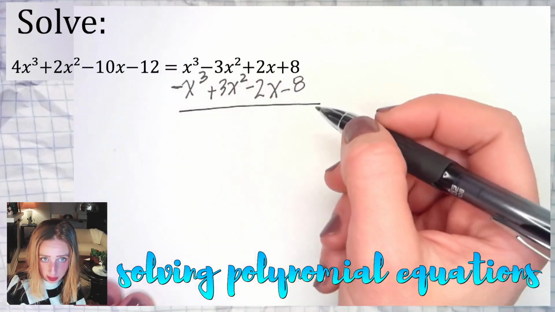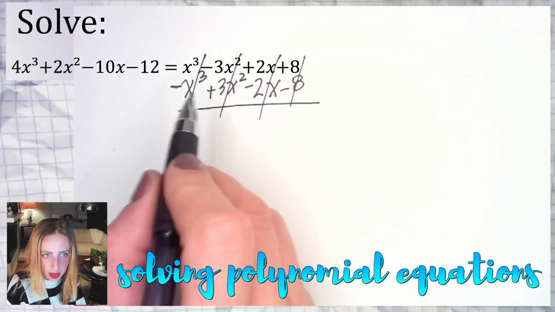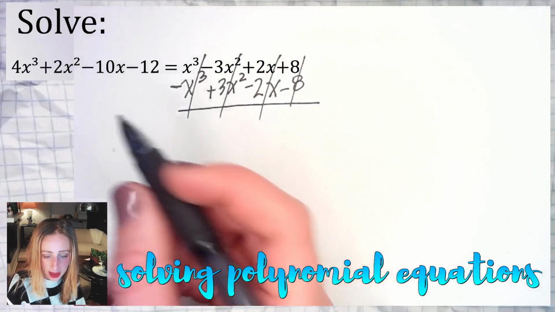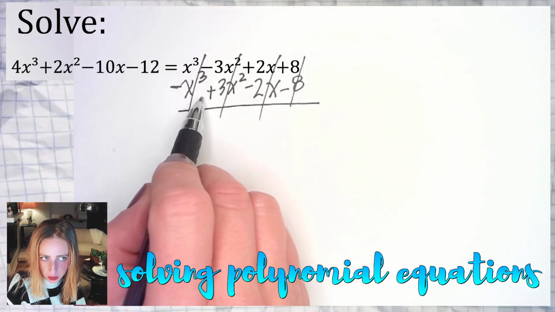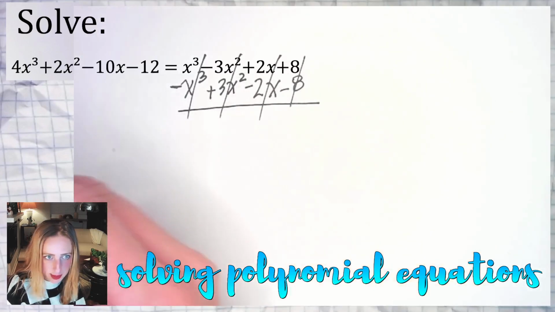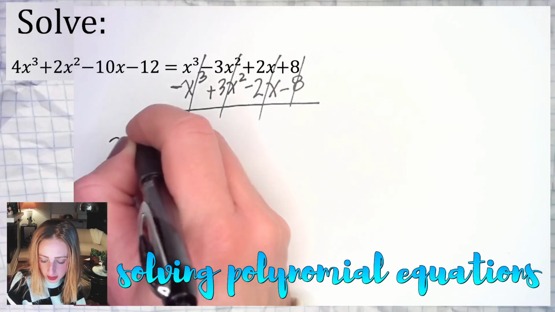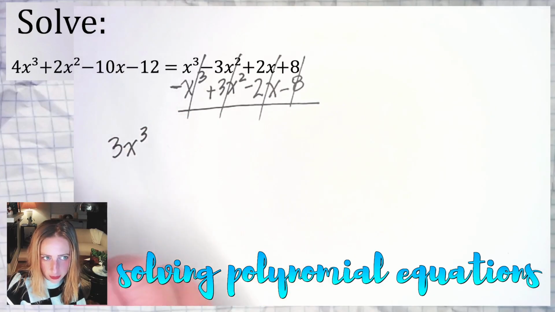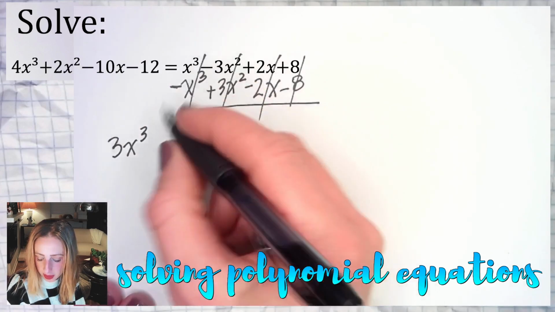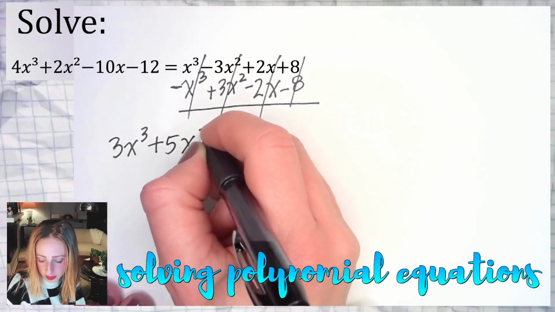So on the right side here, gone, gone, gone, gone. But everything I do on that side, I'm also going to do on the left. So if I subtract 1, I can't really write over there, sorry, the camera doesn't go there, 4x cubed minus x cubed, that's going to be 3x cubed. Then I have 2x squared, and I'm adding 3x squared because I'm doing it to both sides. So 2x squared plus 3x squared is going to be 5x squared.